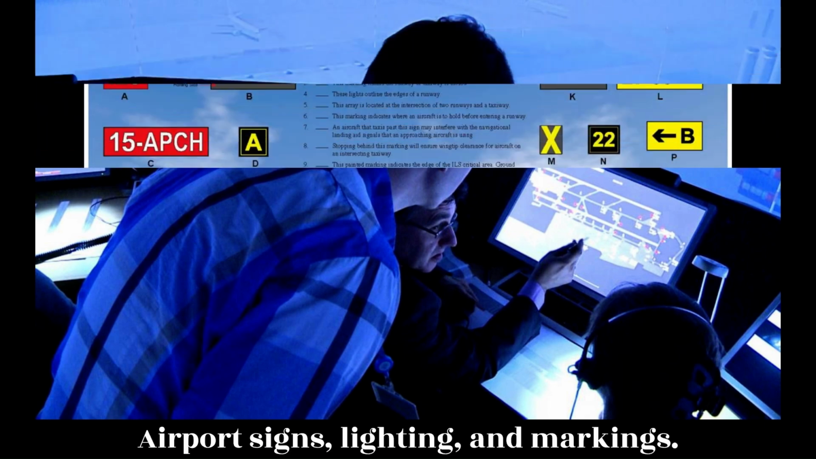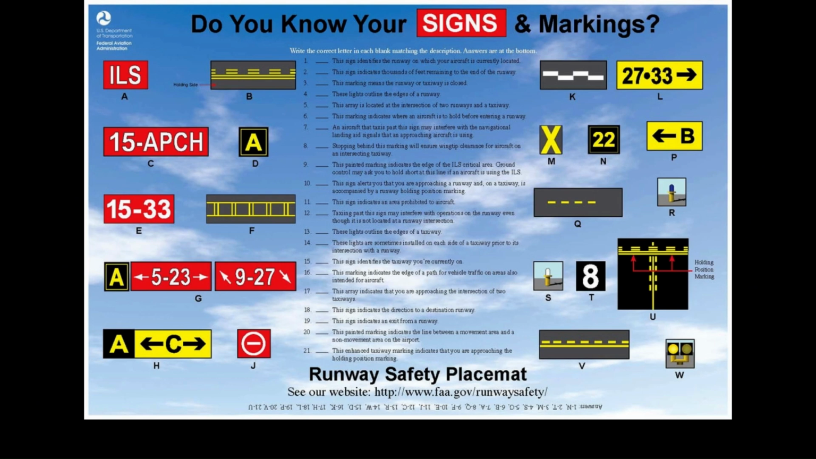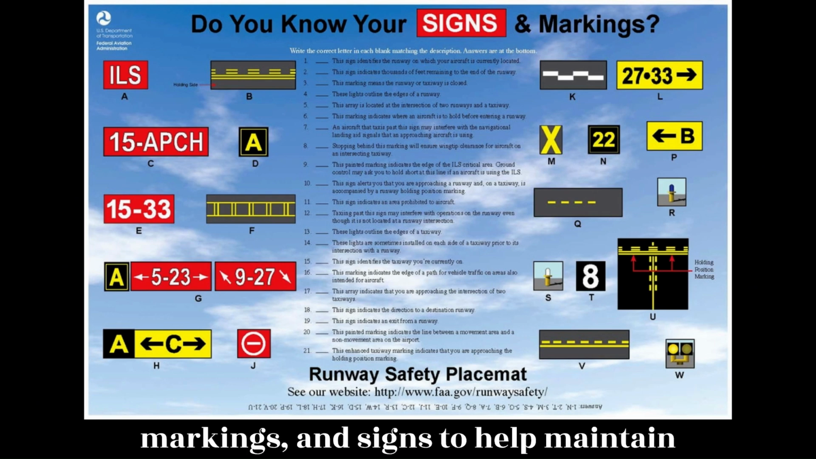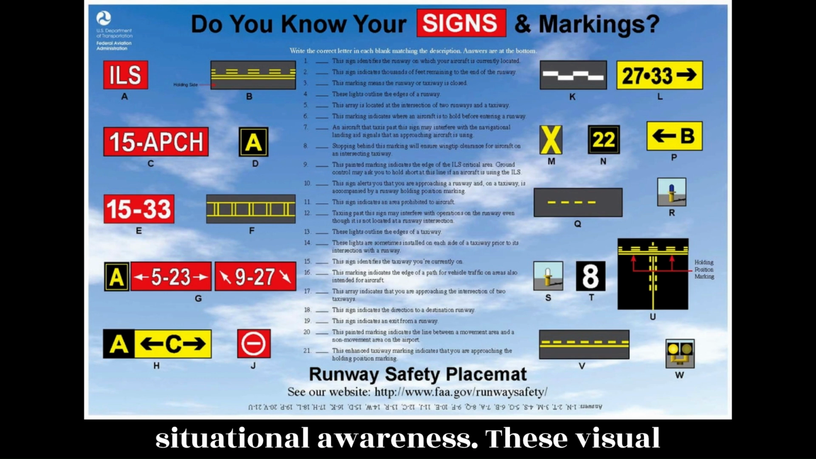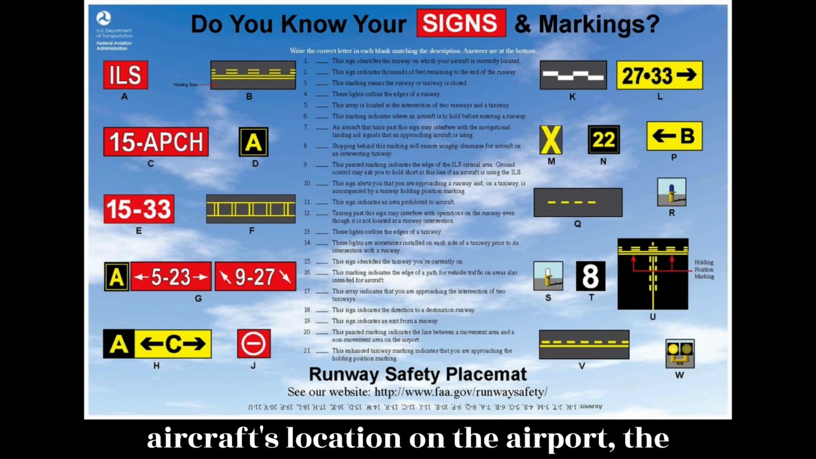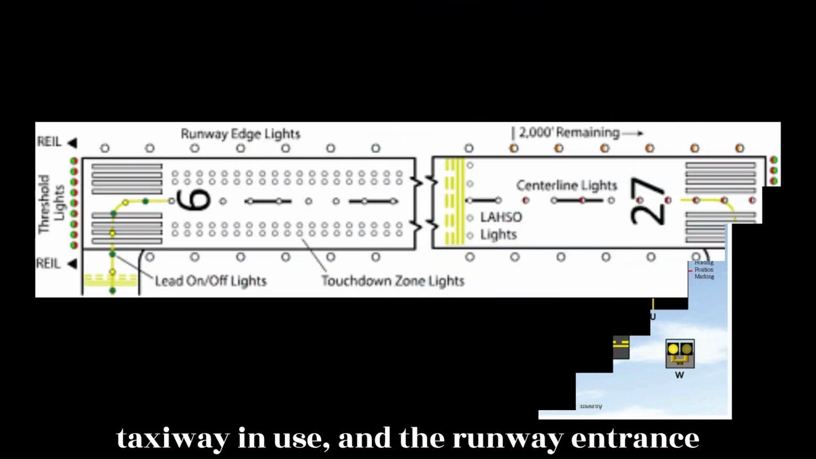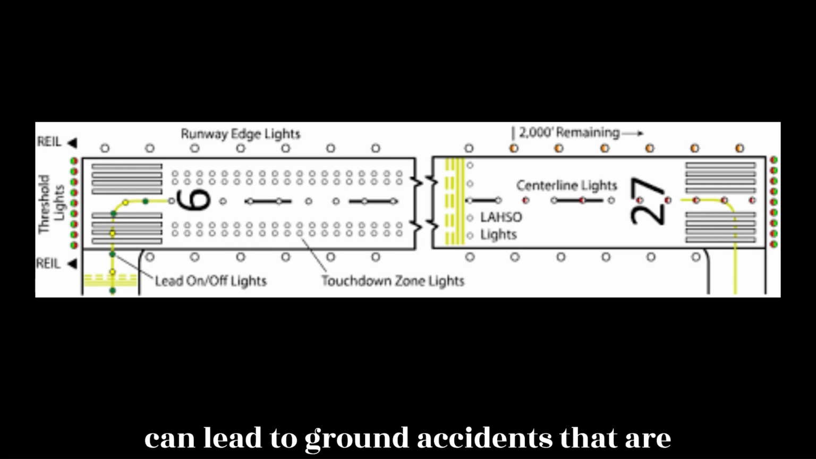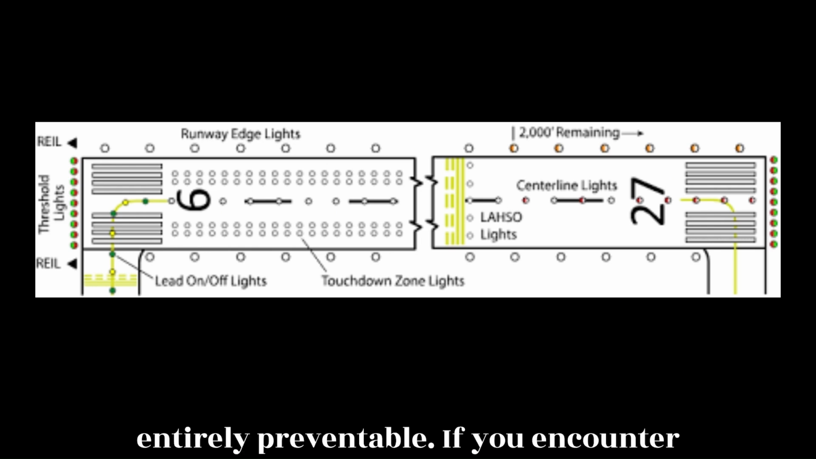Airport signs, lighting, and markings. Flight crews use airport lighting, markings, and signs to help maintain situational awareness. These visual aids provide information concerning the aircraft's location on the airport, the taxiway in use, and the runway entrance being used. Overlooking this information can lead to ground accidents that are entirely preventable.